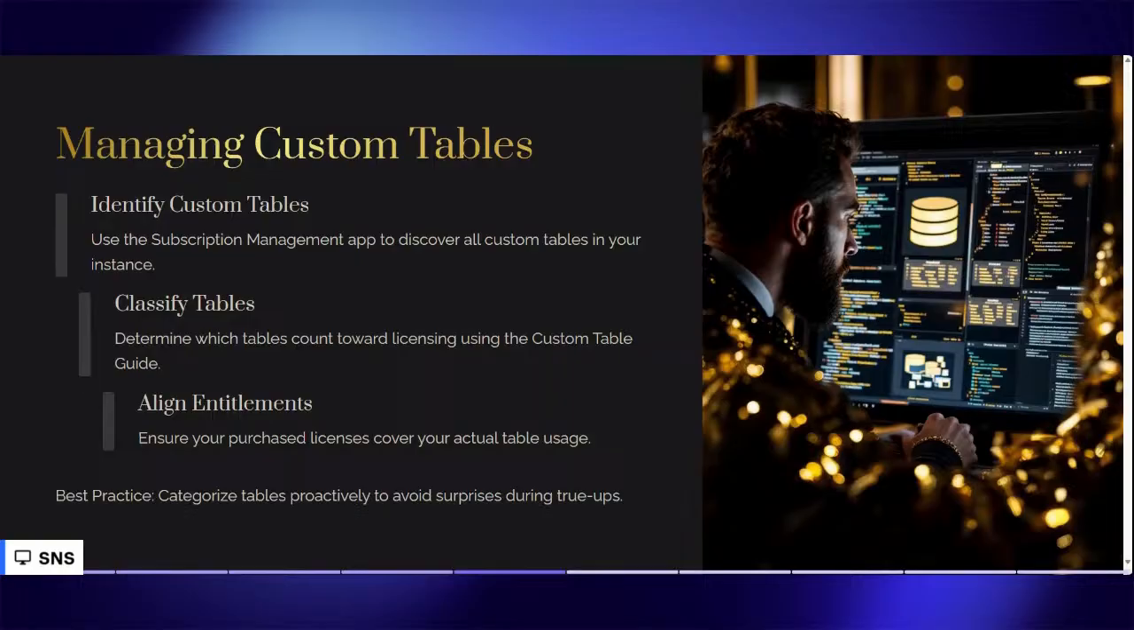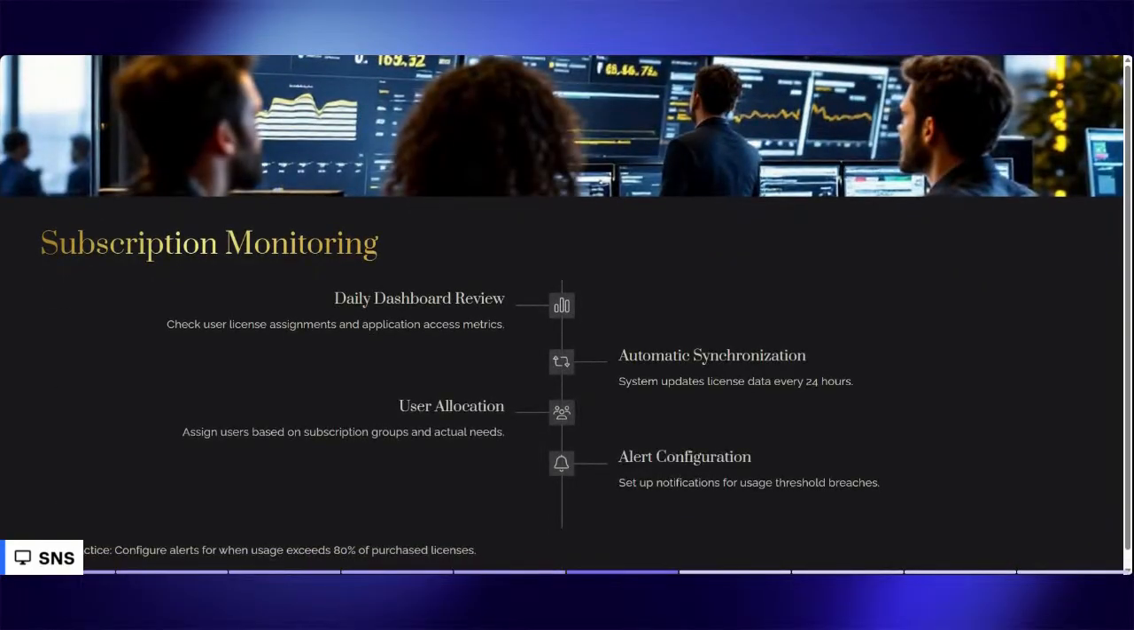And also you have to categorize these tables proactively to avoid any surprise during a true up, because true up is going to happen in the production environment. So before that happens, you have to categorize your tables proactively to avoid any surprise, because it's going to be really not good if the true up already happens in your instance. That will not result in a good practice in your instance.